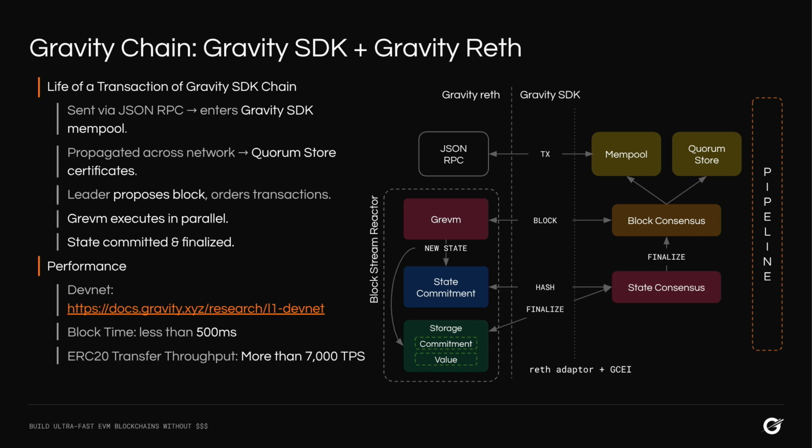So the life of a transaction in Gravity chain is that you first reach it through JSON RPC, and it reaches the mempool and quorum store, and the leader of the consensus will propose a block and send it to our parallel execution engine. Then it will generate a new state root for the block hash, and the block hash will run through another consensus. And after all that, it will be pushed to the storage for persistence.